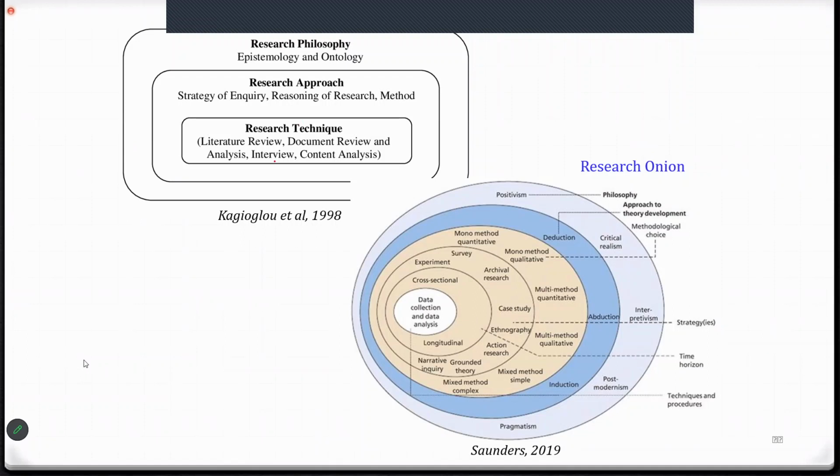Now, this is one of them, which talks about philosophy, approach, techniques, right? And then this is the so-called research onion. Here also you can see there are different layers, so it's like layers in an onion. Philosophy, then we have something called approach, research choices, strategies, the time horizon, and the data collection techniques.